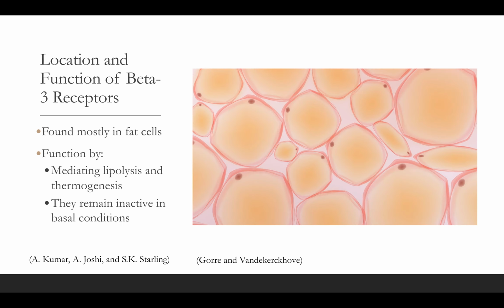So now we're going to talk about beta 3 receptors. They are found mostly in fat cells, and they function by mediating lipolysis, the breakdown of fat cells, and thermogenesis, which is the creation of heat. They mostly remain inactive in basal conditions, but under intense adrenergic activity, they are activated and impose negative inotropic effects. I wasn't sure what inotropic meant, and I had to look it up. Inotropic means that they affect the force and speed at which muscles contract. So they negatively affect how muscles contract.